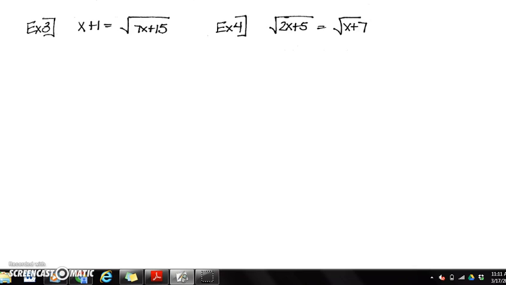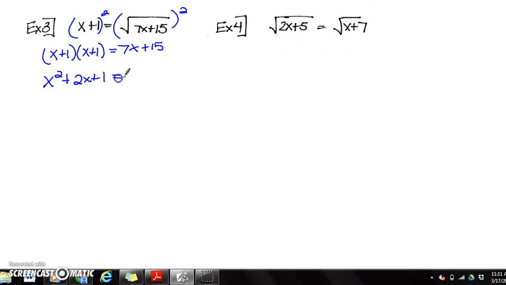All right, we're ready to go with example 3. Again, we're going to have to square both sides. And we have the when in doubt, write it out action happening over here. And here you're just going to get 7x plus 15. When you FOIL this, you'll get x squared plus 2x plus 1 equals 7x plus 15.